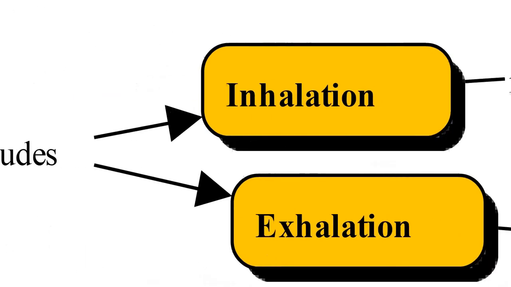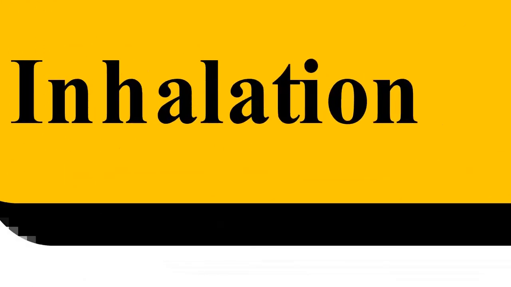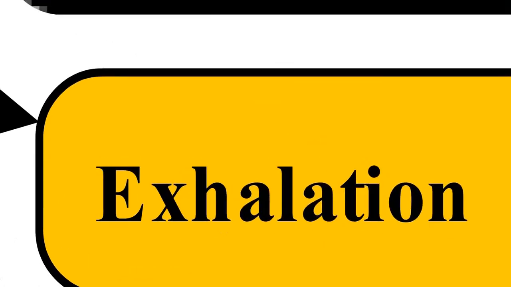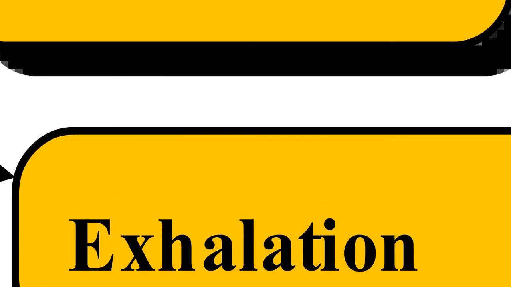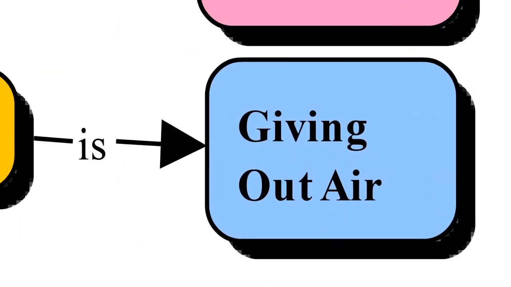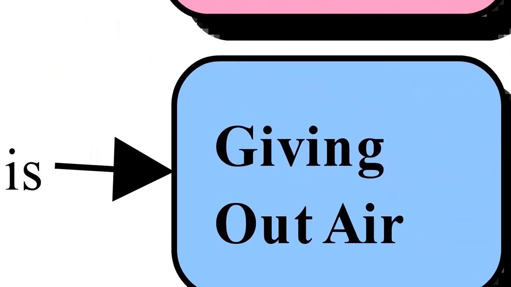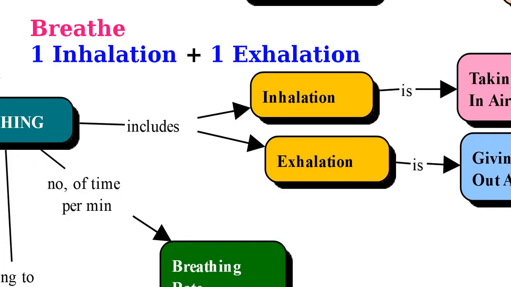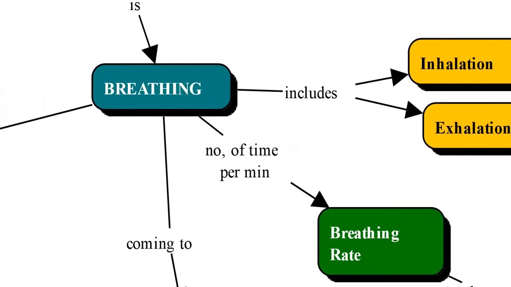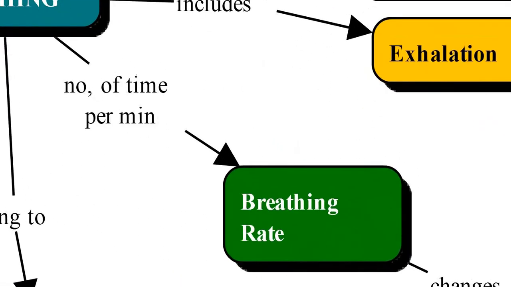Breathing includes inhalation and exhalation. Inhalation is taking in air, and exhalation is giving out air. One inhalation and one exhalation is equal to one breath. Number of breaths per minute is called the breathing rate.